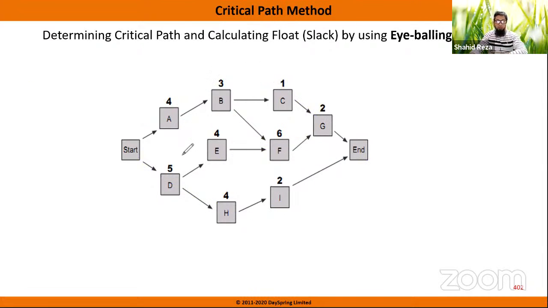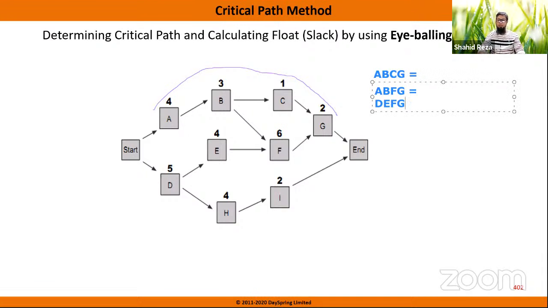Okay. So now for each path, what you need to do, let me write in text. You have to write down the path. So the first path is A, B, C, G. I am talking about this path, A, B, C, G. All right. Then the next path is A, B, F, G. And then the third path is D, E, F, G. And the last path is D, H, I.